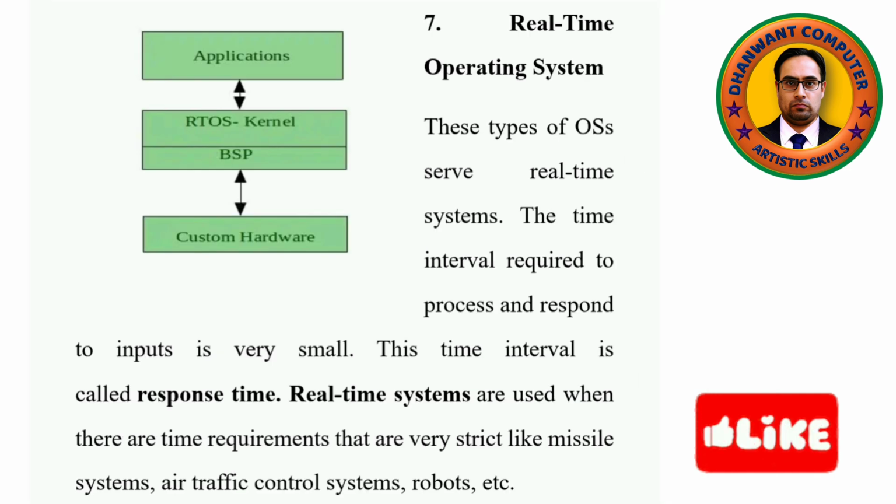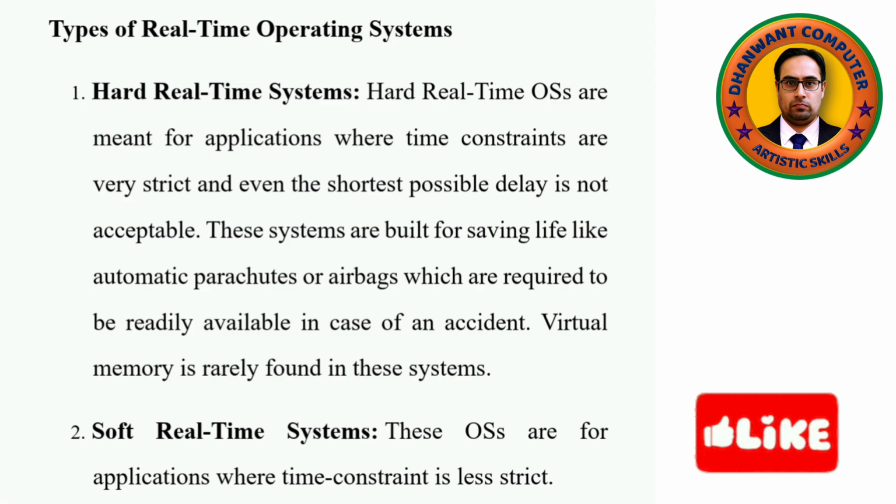7. Real-time operating system. These types of OSs serve real-time systems. The time interval required to process and respond to inputs is very small. This time interval is called response time. Real-time systems are used when there are time requirements that are very strict, like missile systems, air traffic control systems, robots, etc.